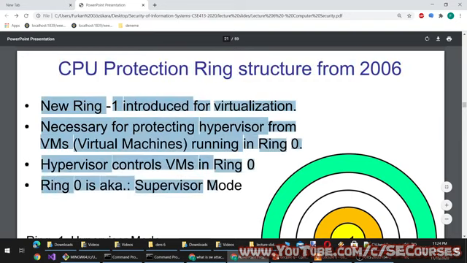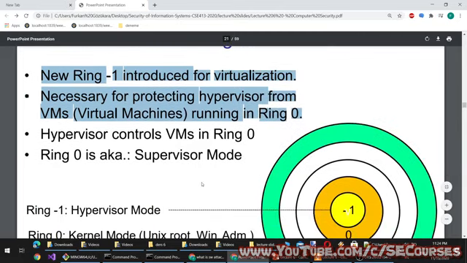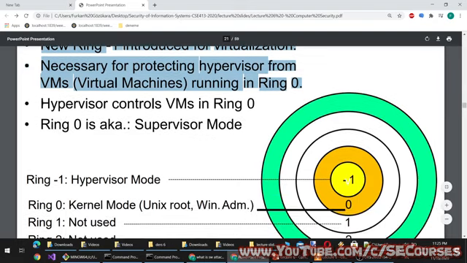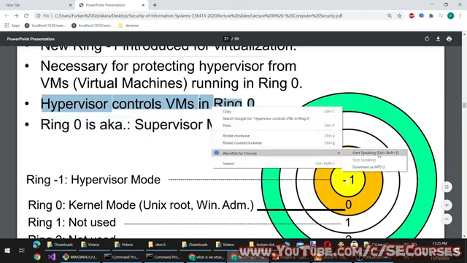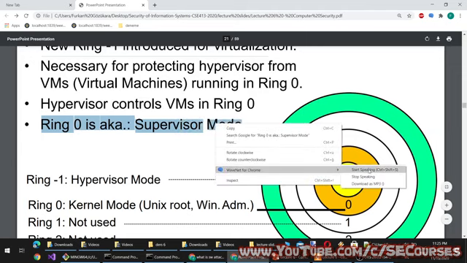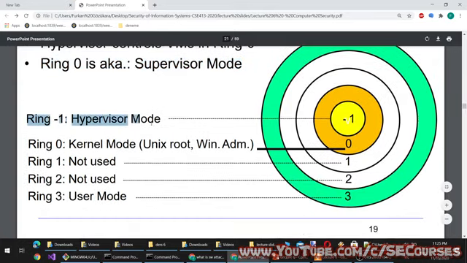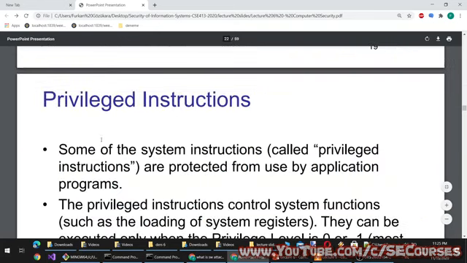CPU protection ring structure from 2006. New ring -1 introduced for virtualization. Necessary for protecting the hypervisor from VMs, virtual machines, running in ring 0. Hypervisor controls VMs in ring 0. Ring 0 is also known as supervisor mode. So ring -1 is hypervisor mode, ring 0 is kernel mode, Unix root, Windows admin. Ring 1 not used, ring 2 not used, ring 3 is user mode.